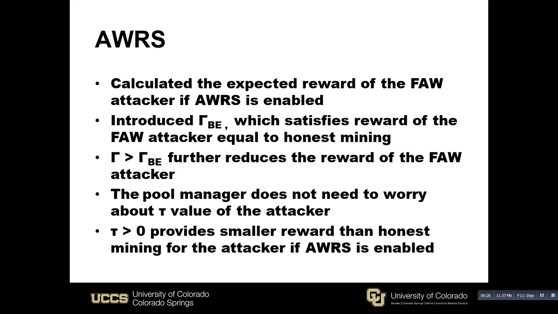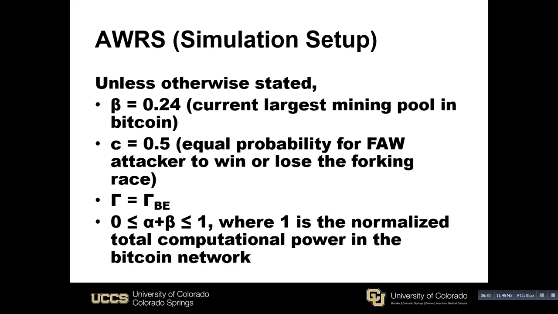That is our simulation setup: the computational power of the victim pool, beta, equals 0.24, which we set according to the current largest mining pool in Bitcoin. C equals 0.5, because we wanted to make equal probability for the FAW attacker to win or lose the forking race, and gamma equals break-even gamma, and 0 is less than or equal to alpha plus beta, which is less than or equal to 1.